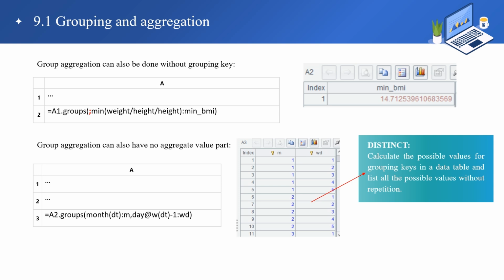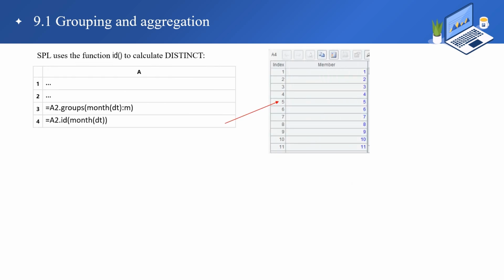It will calculate the possible values for grouping keys in a data table and list all the possible values without repetition. The database industry has a special name for this operation, which is called getting the distinct values. SPL also gives a function ID to calculate distinct.